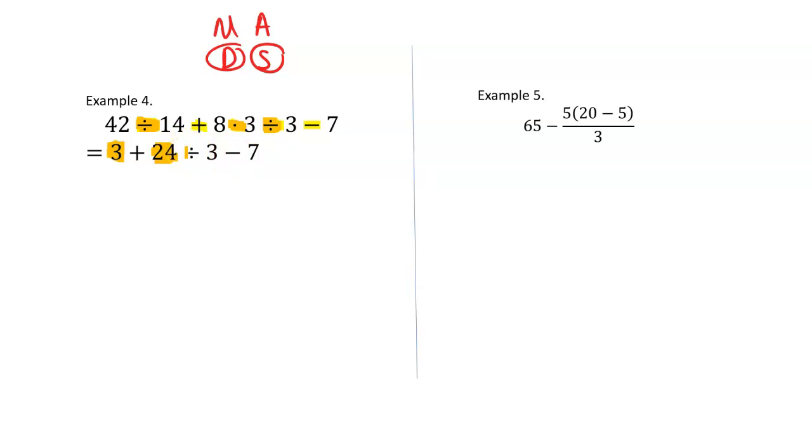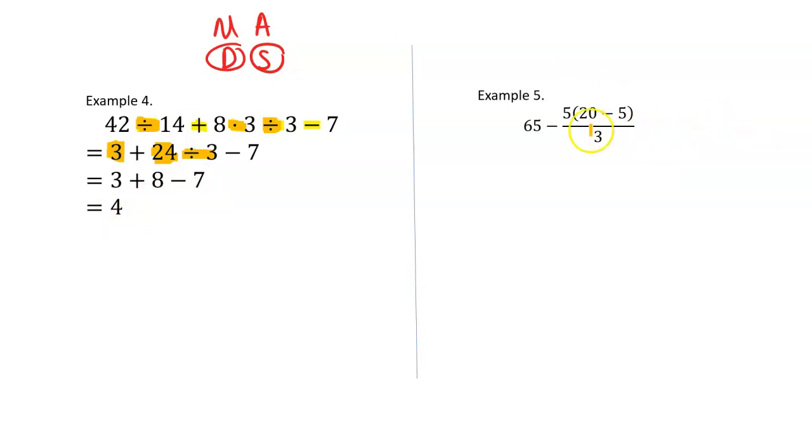So 24 divided by 3, that gives us 8. And now addition and subtraction. 3 plus 8 is 11, and 11 minus 7 gives us 4. So you could do these two steps together if you can. Otherwise, just slow down, write down 11 minus 7, and 11 minus 7 is 4.